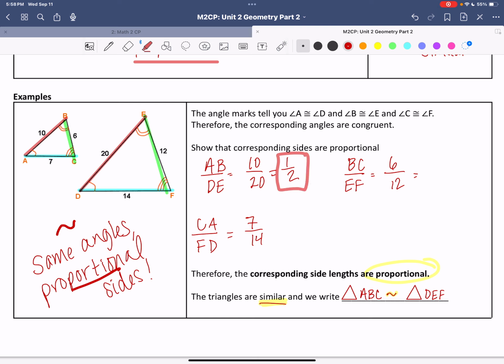All right, so that side's there. Let's go to the next one. We have BC. Since angle B is congruent with E and angle C is congruent with F, we know BC corresponds with EF, and that's what we did right here. We're going to take those sides, and BC is 6, EF is 12. So when you simplify that, you're also going to get 1/2.